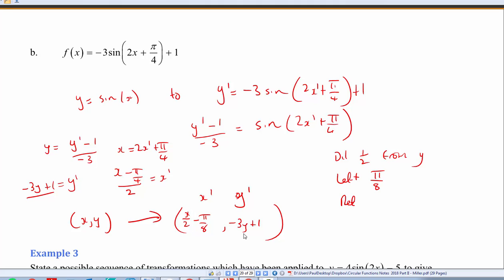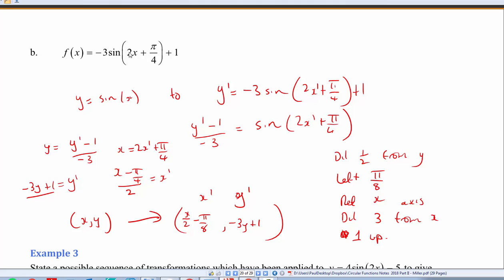I'm reflected in the x-axis. I'm dilated 3 from x, which takes a lot of thinking, and I'm going 1 up. Okay, so that's all my transformations that are done here.